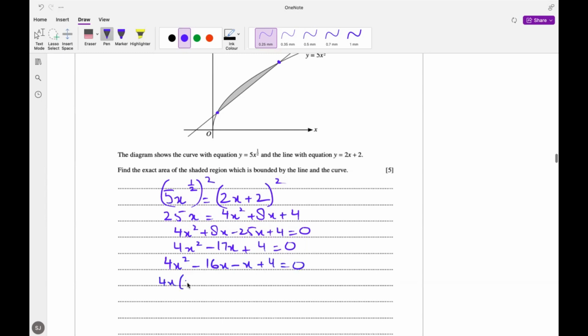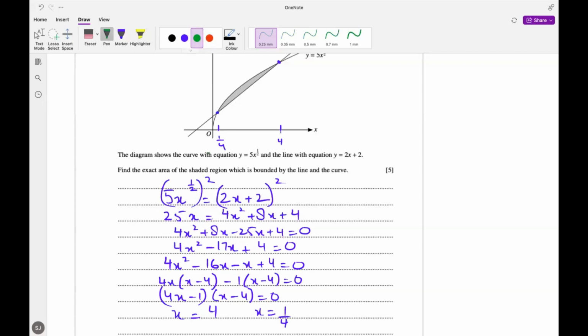Taking 4x common, this will be x minus 4, and taking 1 common, this will be x minus 4 equals 0. So we'll get 4x minus 1 and x minus 4 equals 0. The two values of x will be x equals 4 and x equals positive 1 upon 4. So now we have the limits for x. The lower limit is 1 upon 4 and the upper limit will be positive 4.